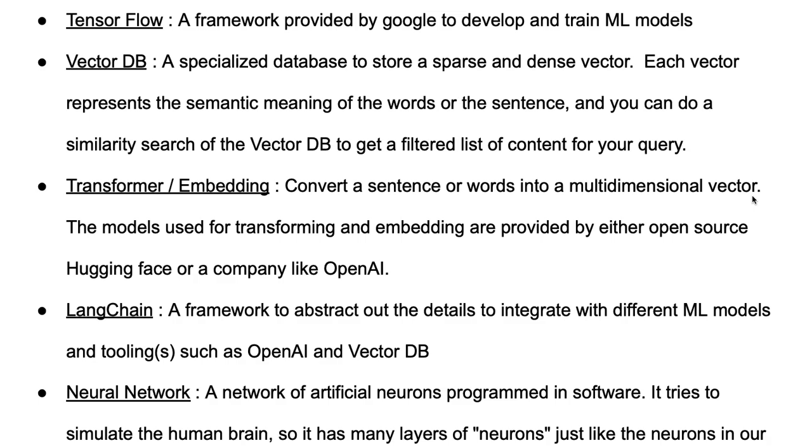Second important term is VectorDB. A VectorDB is a specialized database to store sparse and dense vectors. I can explain that later in more detail, but let's just keep in mind that the vector represents the semantic meaning of the words or the sentence. So there is a model you can use, which translates your words and sentences into multi-dimensional vectors. Then you can use these vectors to do similarity search.